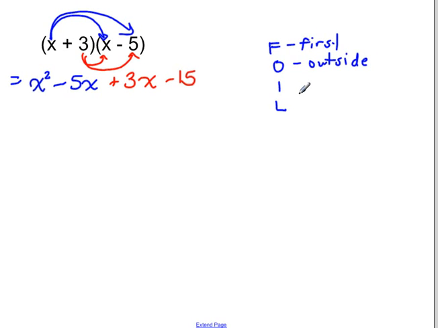The I stands for inside. So take the two terms that are on the insides, in this case the 3 and the x. Take them and multiply them. And finally, the L stands for last. So take the last terms, the x and the negative 5, and multiply them. So that's essentially what we did over here.